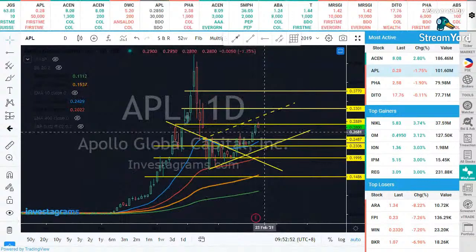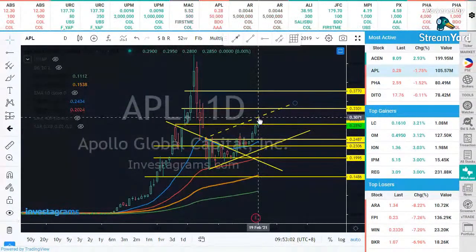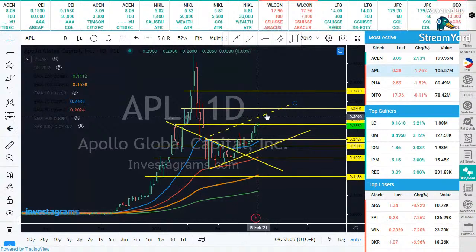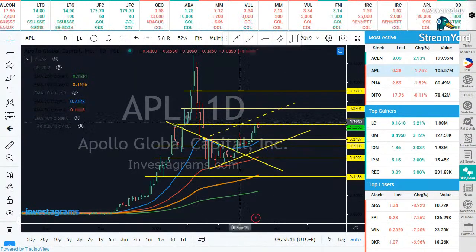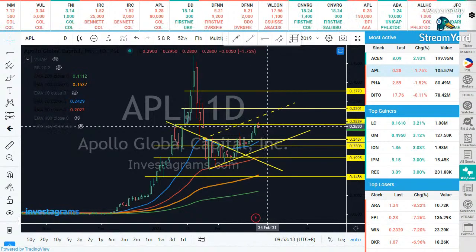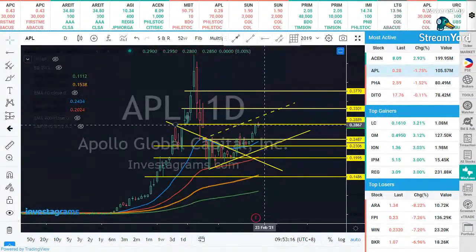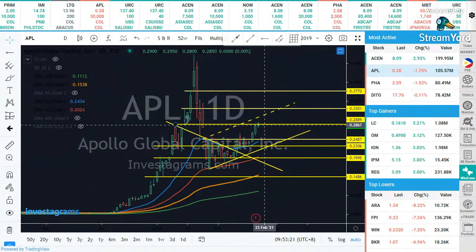This is the one we discussed before, that there's a possibility that it will hit near this incline dotted line. This is the resistance area. For now, it is horizontal resistance, so you need to be aware of buying. You need to buy always in the support. Don't be aggressive if the price is in the resistance area.